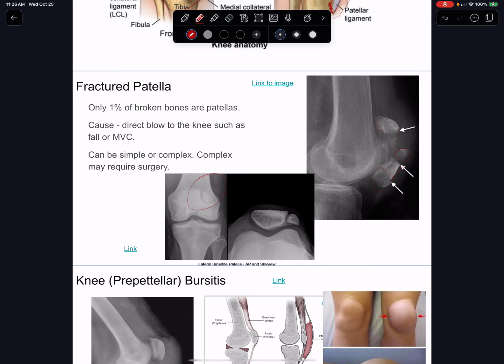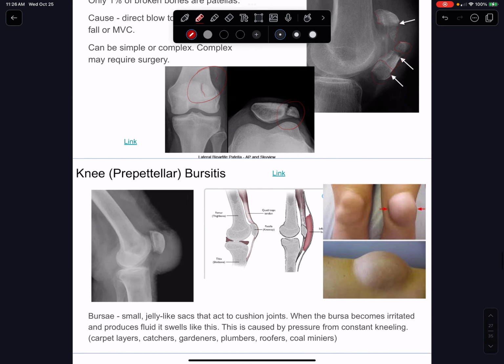And this is what it's going to look like on an AP. You're going to see the fracture line there. And then, of course, on a sunrise, you're going to see it like that. It's a beautiful sunrise.